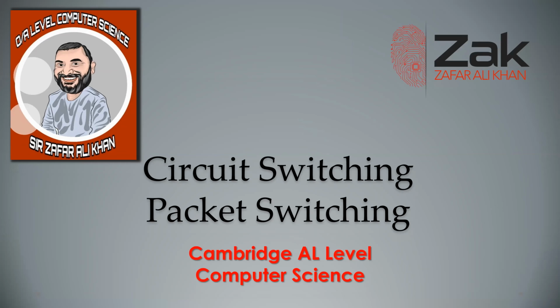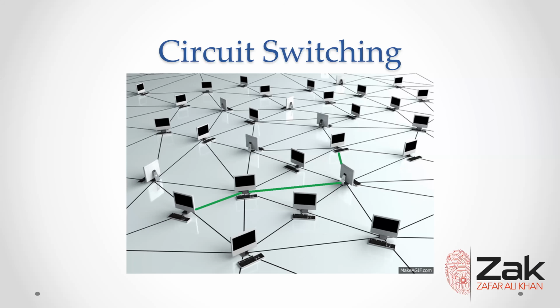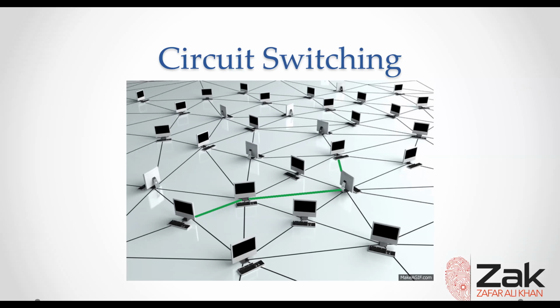So let's start with circuit switching. Circuit switching is a method of implementing a telecommunications network in which two network nodes establish a dedicated communication channel or circuit through the network before the nodes may communicate. The circuit guarantees the full bandwidth of the channel and remains connected for the duration of the communications session.